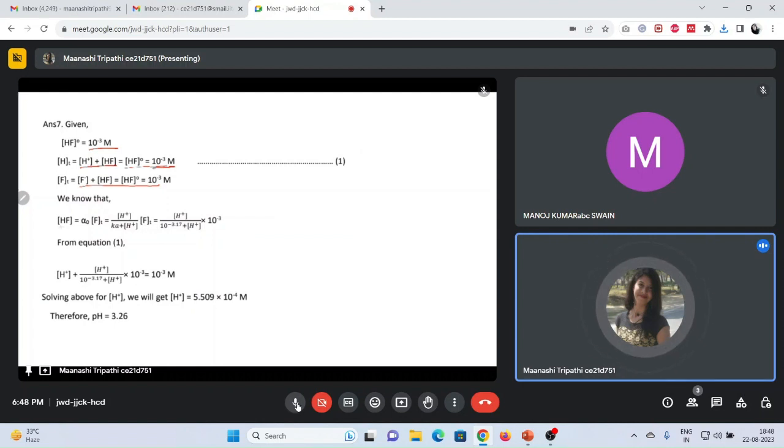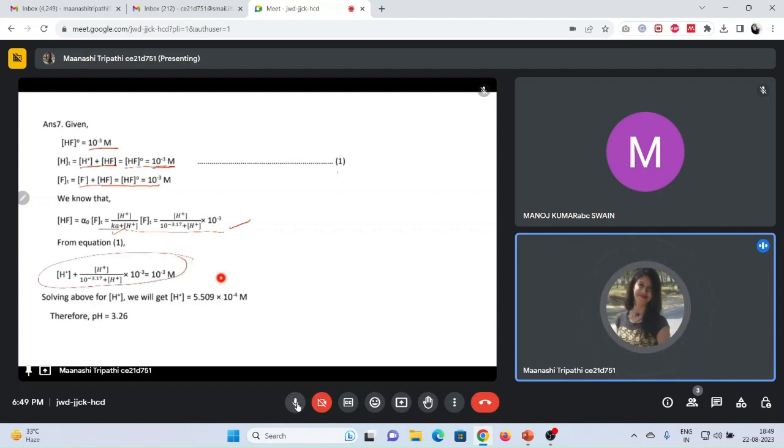We know that HF is equal to alpha naught, the ionization fraction. So this is how we will solve this question. HF is equal to alpha naught into Ft. How have we solved alpha naught? This is a diprotic acid, right? So this is the alpha naught for a diprotic acid. By replacing this in equation 1, we will get to this.